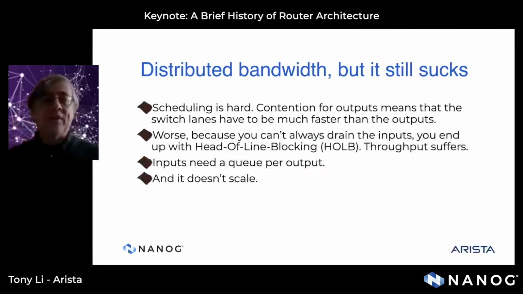Worse, you can't always drain your inputs, so you end up with head-of-line blocking. We had systems that had these problems. Throughput really suffers when that happens. What you really need to do this is the inputs need a queue per output, and you need to be able to schedule a cross matrix of inputs versus outputs. And if you do that, that becomes a really big problem, and it doesn't scale. It just sucks.